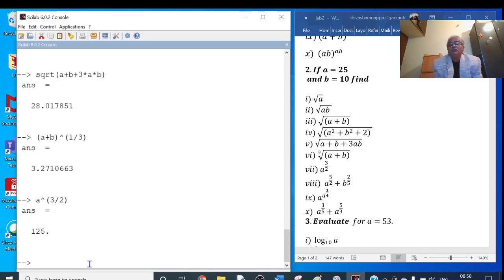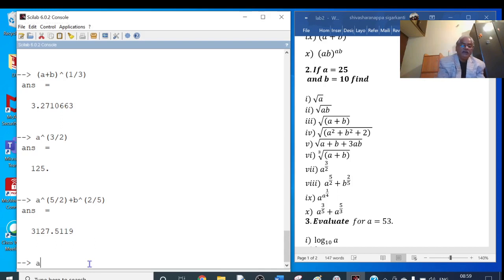Next, a to the power of 5 by 2 plus b to the power of 2 by 5. That is a to the power of 5 by 2, open bracket, 5 slash 2, close the bracket, plus b to the power of 2 by 5. Close the bracket. Now press the enter button. 3127 something.